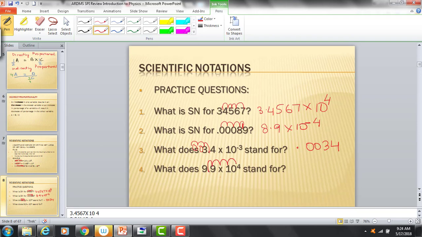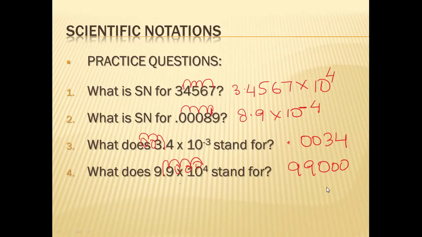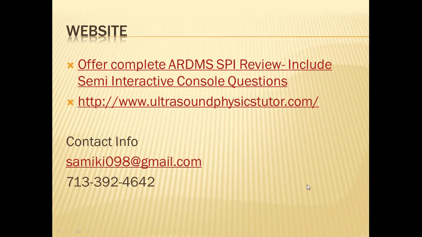This one again, since the exponent is negative, we're going to move the decimal to the left, so 1, 2, 3. We're going to put 2 zeros in front of it, so it will be 0.0034. Now here the exponent is positive, so we're going to move to the right, so 1, 2, 3, 4. So we're going to put 3 zeros after this, so it will be 9, 0, 0, 0.